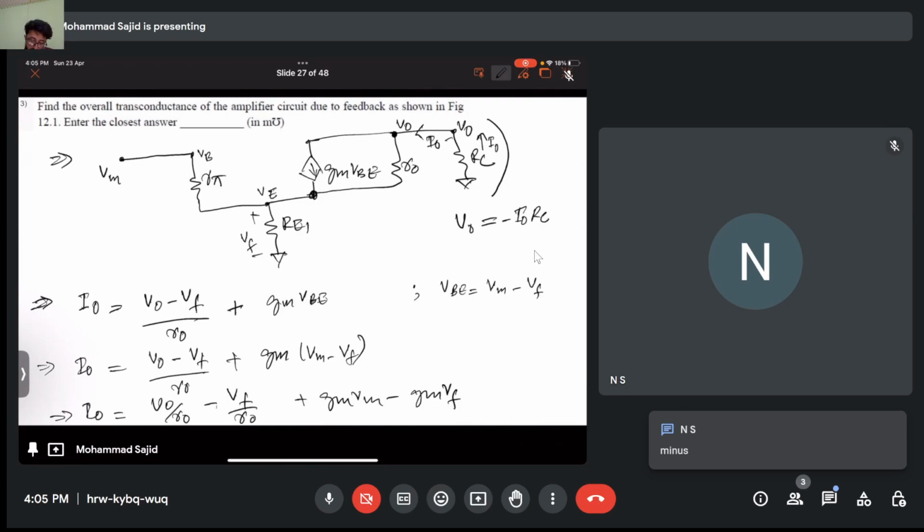And what will be VF? If I naught current flows in this direction, it has to leave as well, right? Let's, for the time being, ignore the base current. We can just directly write it as I naught because IB will be very small, so we can approximate this. So let's say I naught flows in this direction as well. So VF will be, to make our calculations easier, I naught times RE1, right?